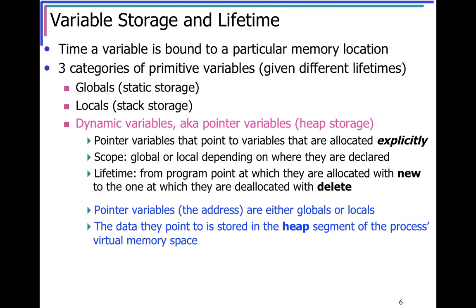The third type of variable are dynamic variables. Sometimes these are called pointer variables. These are variables that hold addresses, and these addresses come from the heap. The heap is another area of the process's virtual address space. These are variables that hold addresses in the heap that is allocated explicitly by the programmer. Explicit allocation is done with a statement in the language. The most common keywords in the language for explicit allocation of heap variables are new and alloc or malloc.